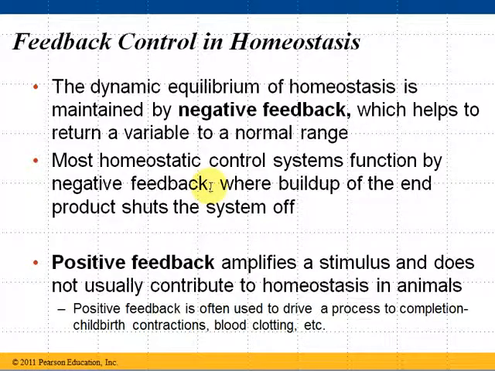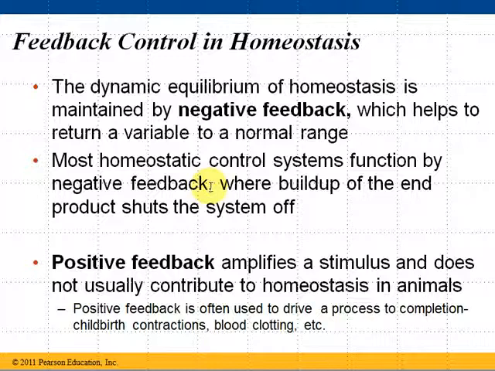There are two different methods of feedback when we're talking about homeostasis. We have what we call negative feedback and positive feedback. For the most part, homeostasis is maintained by negative feedback, which helps return a variable back to the normal range or the preferred range. What this means is that in the control system of negative feedback, the buildup of the end product shuts the system off. So for example, your thermostat in the house works off of negative feedback. Once it drops below 70 degrees, it kicks on the heater. Once the heat rises to a certain level above 70, that causes the system to shut off. So once you get enough of what you need, that shuts down the process.